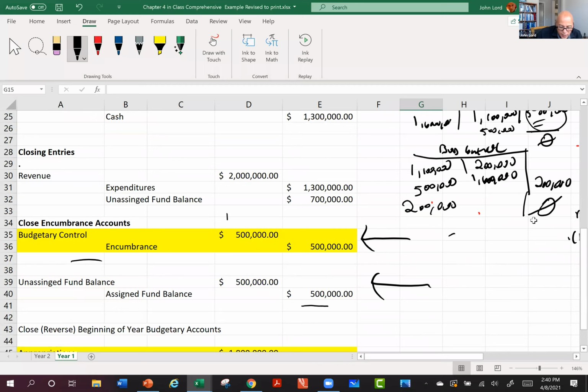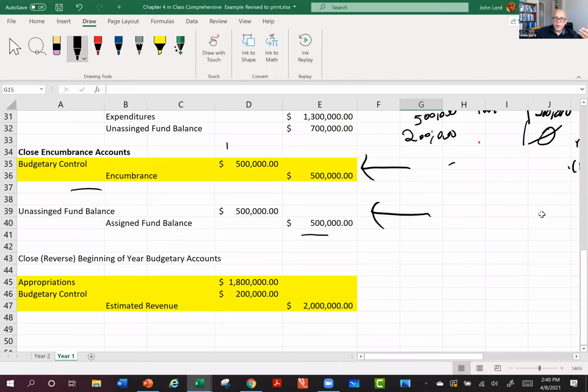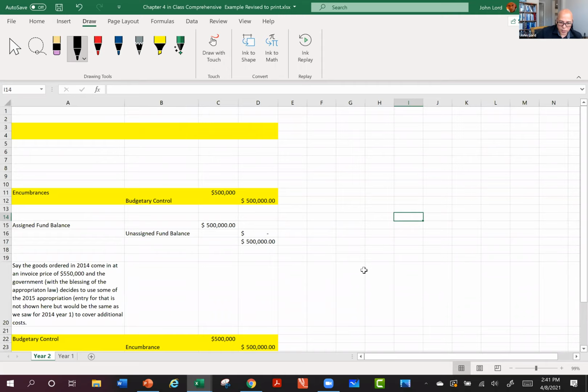You come over now, and the question should be, well, John, what about the 500,000? What happens when that stuff comes in, say, next year? Well, when the stuff comes in, and that's why I have a year two tab on here, what are we going to do? In the next year, we put the encumbrance back. We had to close it at the end of the previous year, but now we put it back by debiting the encumbrance and crediting budgetary control.